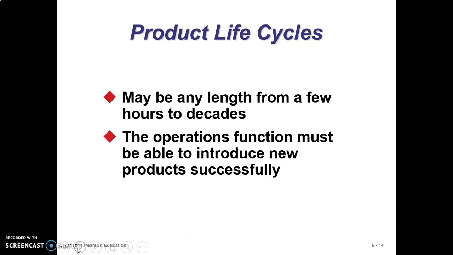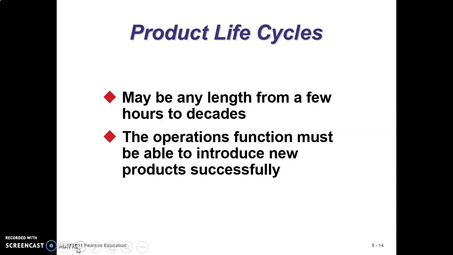Okay, again we have product life cycle. A product life cycle is how long the product can be used or can be accepted in the market. So it may be any length from a few hours to a few decades. For example, for a few hours, let's say we buy a newspaper. Normally the news is for 1 day. So they have a few hours only.